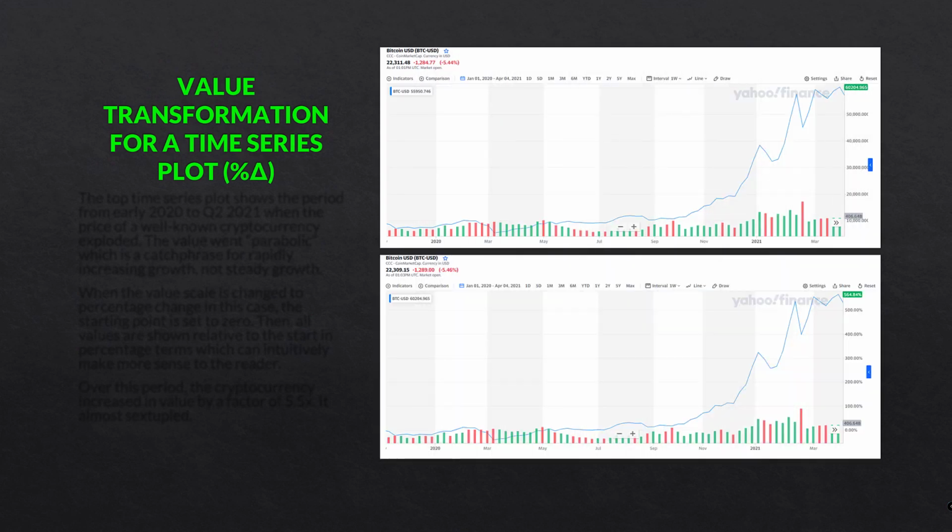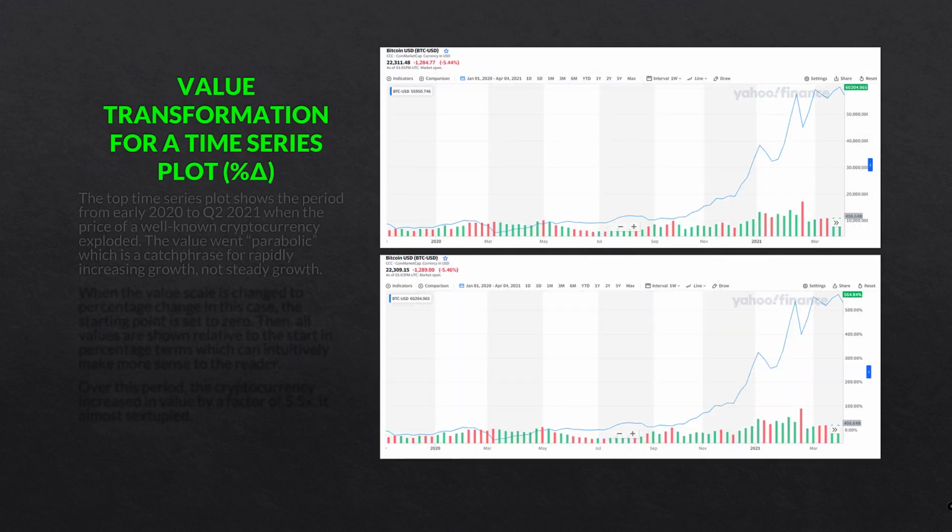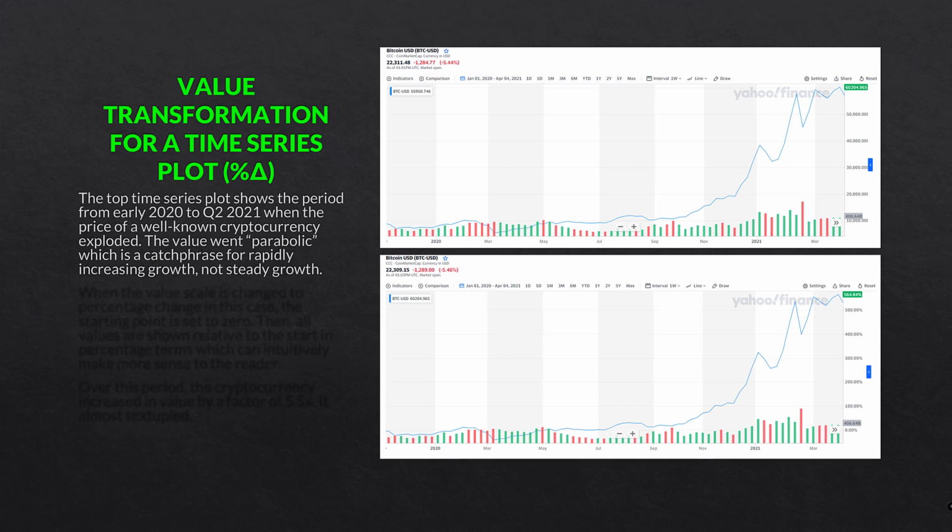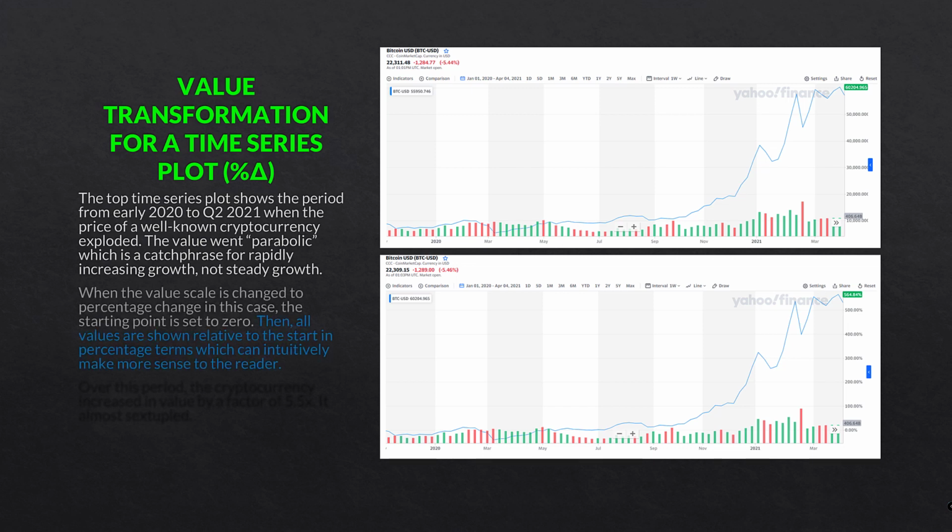Value transformation for a time series plot, percentage change. Same idea here. The top time series plot shows the period from early 2020 to second quarter 2021 when the price of a well-known cryptocurrency exploded. Same thing as before. The value went parabolic, which is a catchphrase for rapidly increasing growth, not steady growth over time. Now, when the value scale is changed to percentage change over time, the starting point is set to zero. Then all values are shown relative to the start in percentage terms, which can intuitively make more sense to the reader or to the end user.